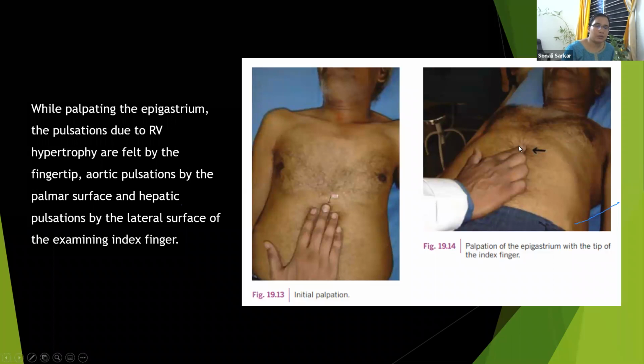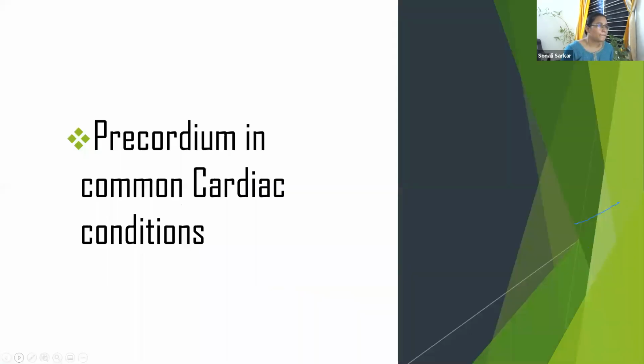So for the RV, it is coming from above, and you will feel it at the tip. From the aorta, which is an intra-abdominal structure, you will feel it on the palmar surface of the index finger. And for the hepatic pulsation, you will feel it on the lateral surface of the index finger. That is how you differentiate the cause of the epigastric pulsation.